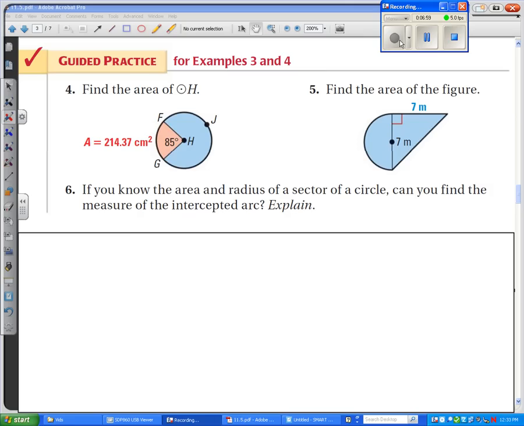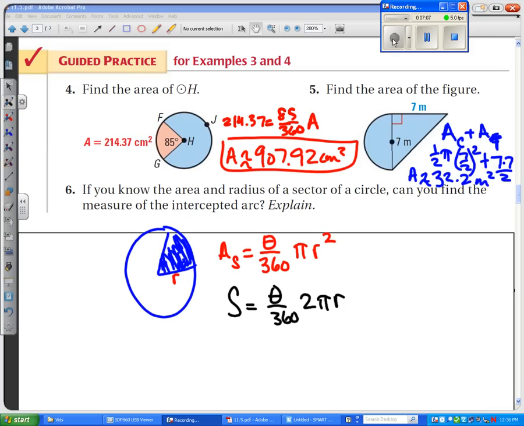Alright, guided practice number 4, 5, and 6. I'd like for you to pause the video, try these problems, and see if you get the same thing as me. Alright, for number 4, I got the value of 907.92, just using the area of the sector, part of the sector, and the area of the circle, and I just flipped this, multiplied by both sides to get that.